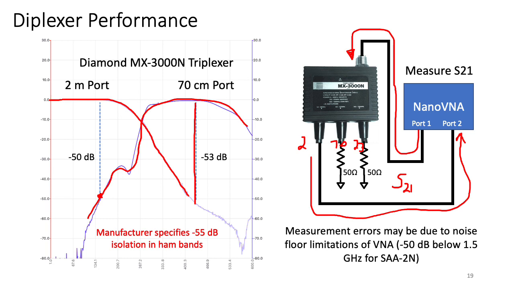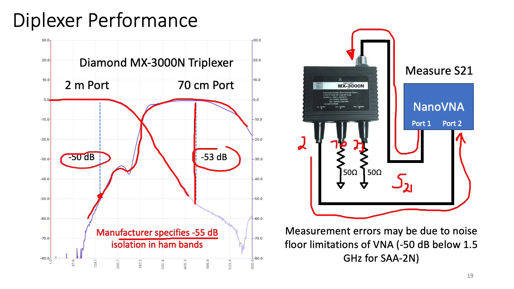Now, the manufacturer specifies 55 dB suppression or isolation in the ham bands. I'm not quite getting that. I'm close, minus 53 and minus 50. The question is, why am I a little bit off?